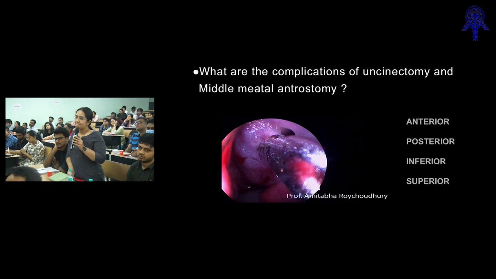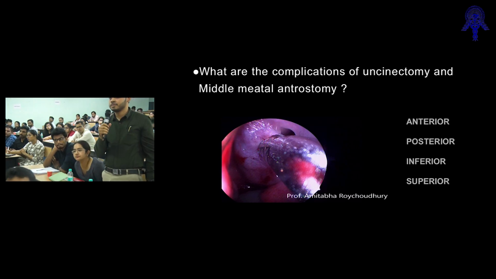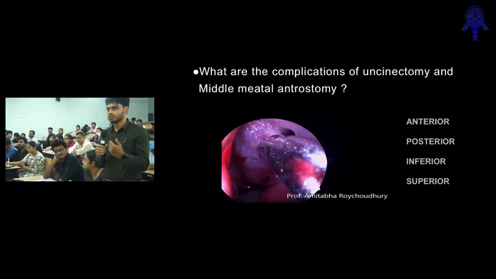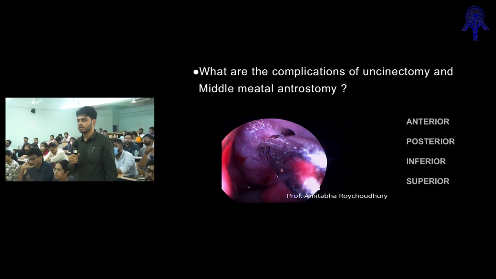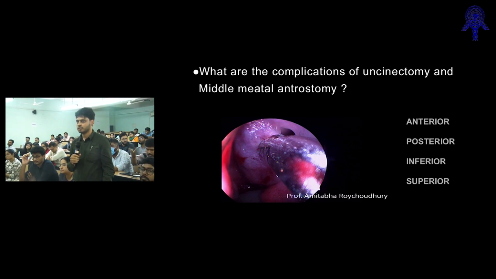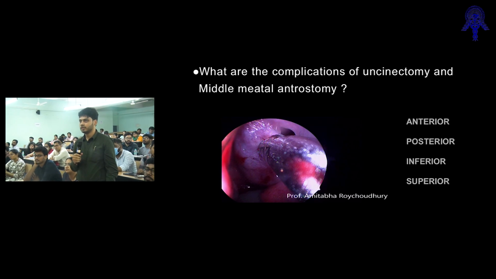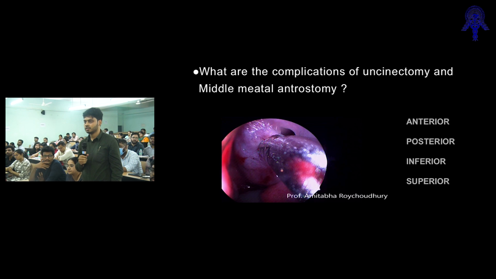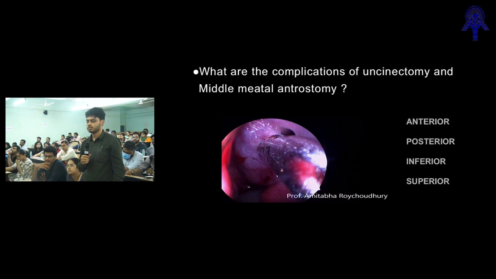Posteriorly? Sir, posterior, sphenopalatine artery injury. Absolutely. If you go too much posteriorly, you will encounter the sphenopalatine foramen, and you can bite onto the artery with a torrential hemorrhage. And superiorly, orbit injury? Superiorly, she has not mentioned orbit. Yes, uncinate can be attached to the skull base. It is attached. But the orbit is here.